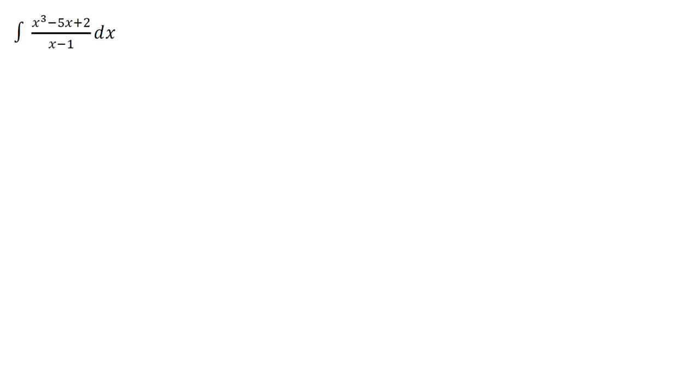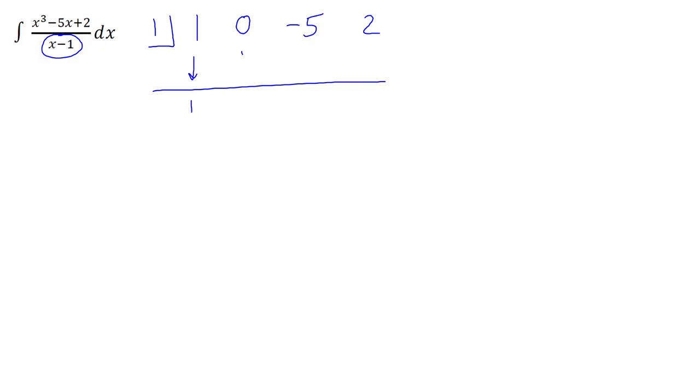So here we're going to divide x cubed minus 5x plus 2 by x minus 1. We'll put a 1 in the box for the x minus 1. We'll put 1 for the x cubed, a 0 for 0x squared, a minus 5 for the x, and a positive 2 at the end. And we'll just do our synthetic division. The 1 comes down first. We multiply it by what's in the box, and it goes in the next column.